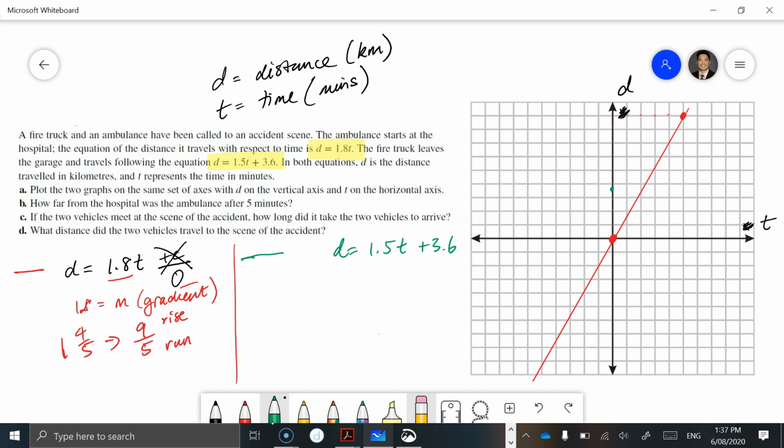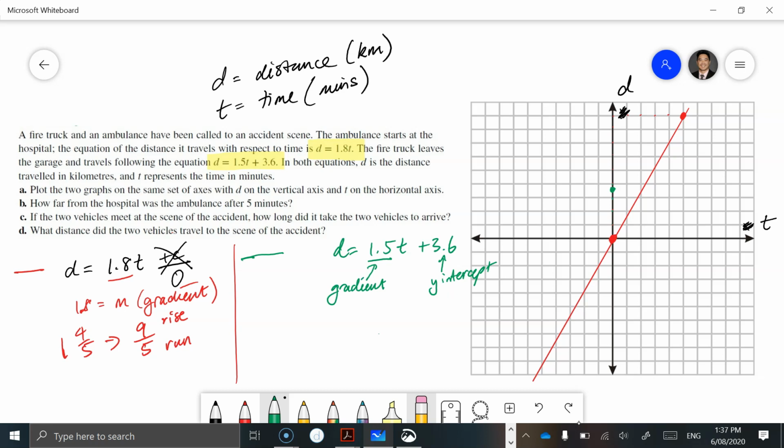I guess you would want something a little bit bigger, but for this particular moment, I'm just eyeballing it. And 1.5 is our gradient. 3.6 is our y-intercept, and 1.5 is our gradient.